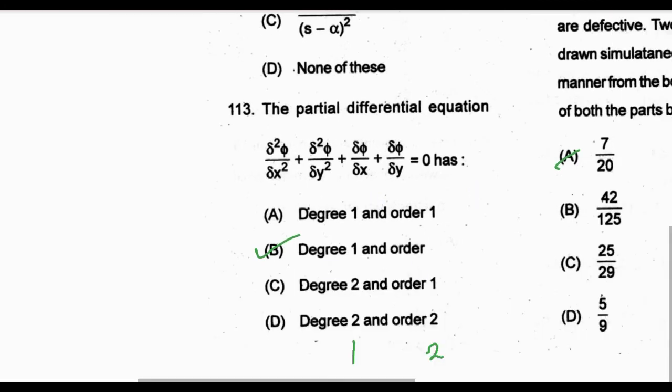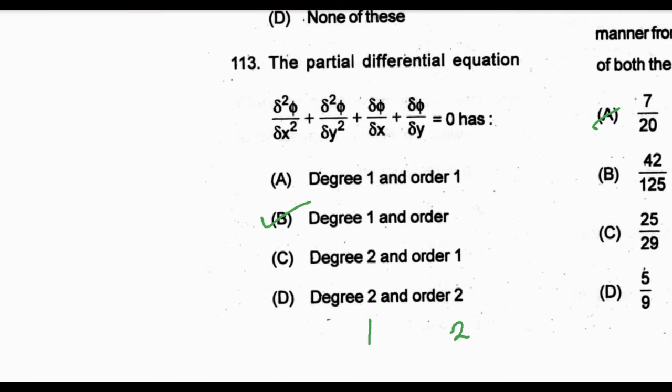Next question is question number 113, a partial differential equation, asking for degree and order. So what is a degree? Degree is the power or exponent of the highest order derivative in this equation. Here there are two highest order derivatives, and the order is 2. The degree is 1 for both cases. So the degree is 1 and the order is 2. In the options there is no degree 1 and order 2, so this should be 2. There are so many questions which are wrongly written, or have typing mistakes.